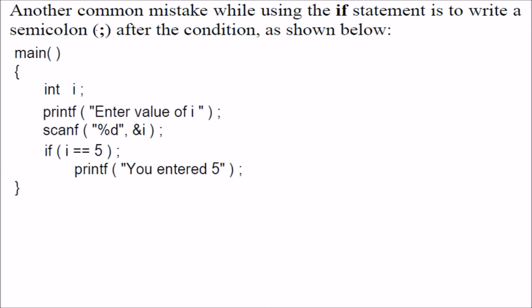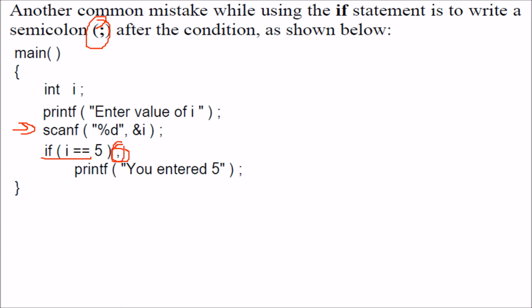One more thing is putting the semicolon. In this particular code, you have a semicolon after if I double equal to 5. Now when you have this double equal to, that means it is okay.